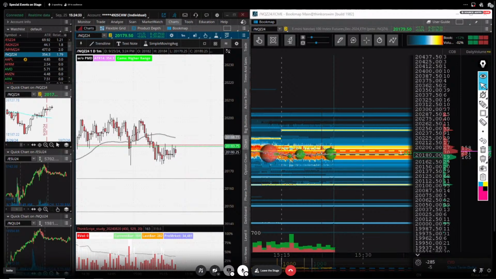ES is looking to break premium, and from there I can see a clear path down to discount. Mr. No Luck, I like the way you talk.